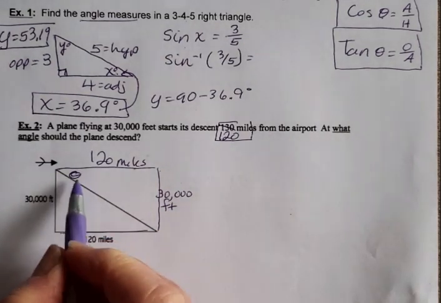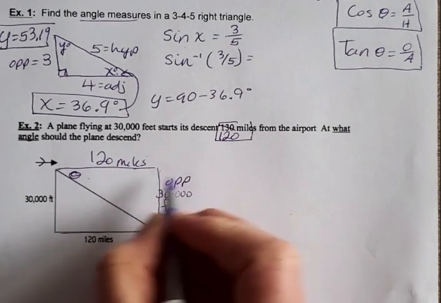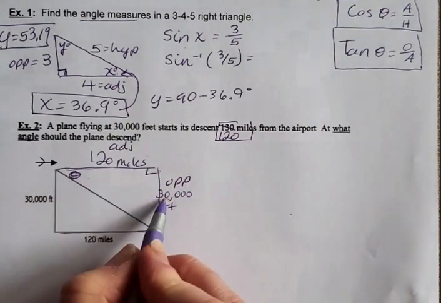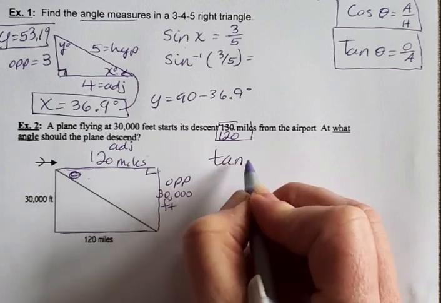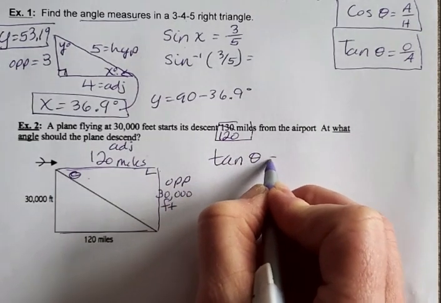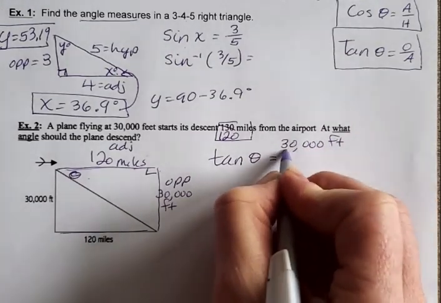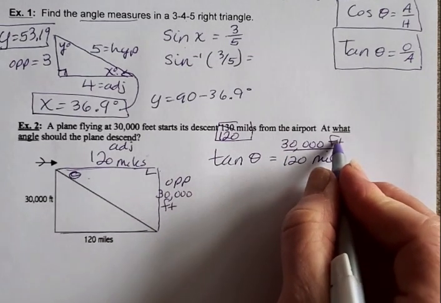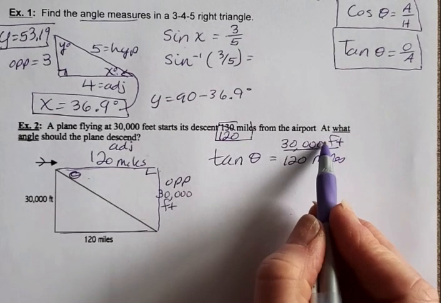So in reference to this angle, what I have is the opposite, and I have the adjacent leg, because this is my right angle. So opposite leg and adjacent leg, that means I'm going to have to use the tangent ratio. So the tangent of that angle measure, whatever it is, equals 30,000 feet divided by 120 miles. Since they're not in the same units, I need to convert one of these to either feet or miles. So I can either convert this to miles or this to feet.